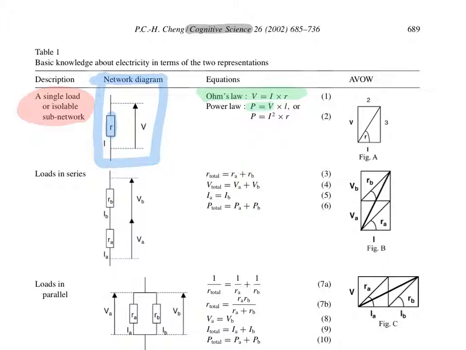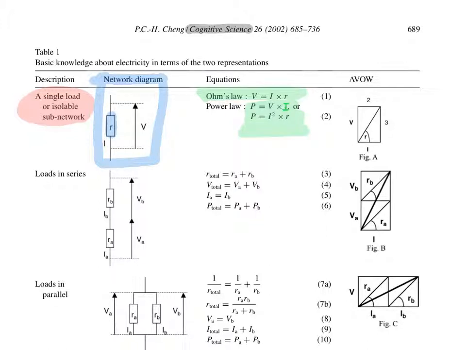Voltage times, that should be current. That should be an I, not an L. So make that correction. I am not responsible for that typo. The authors and editors of Cognitive Science screwed that one up. All right? Voltage times current, not voltage times length, is the power law. And then this other one, I squared R.